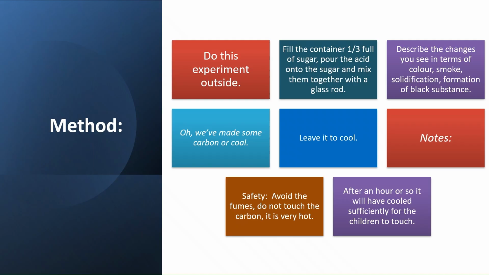Fill the container 1/3 full of sugar, pour the acid onto the sugar and mix them together with a glass rod. Describe the changes you see in terms of color, smoke, solidification, formation of black substance. Oh, we have made some carbon or coal. Leave it to cool. Notes: safety: avoid the fumes. Do not touch the carbon. It is very hot. After an hour or so, it will have cooled sufficiently for the children to touch.